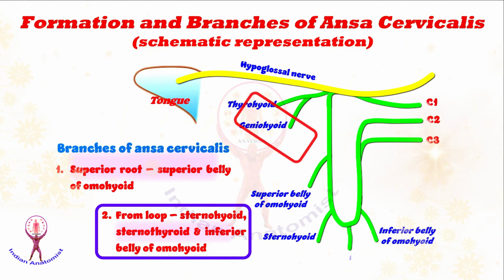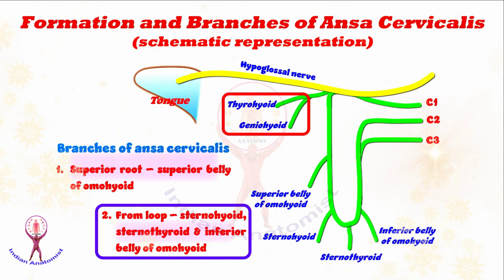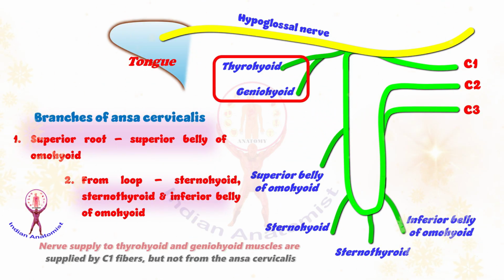Dear students, please see that, the C1 spinal nerve also gives two more branches: nerve to thyrohyoid, and the nerve to geniohyoid. These two branches do not belong to the branches of Ansa Cervicalis.